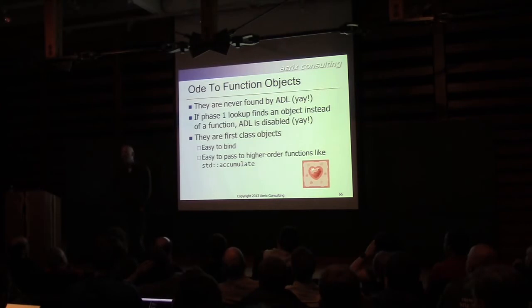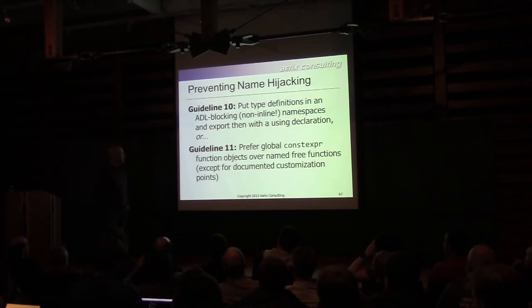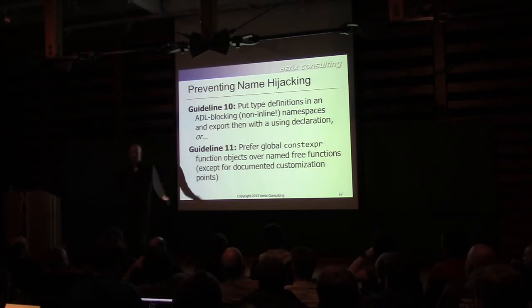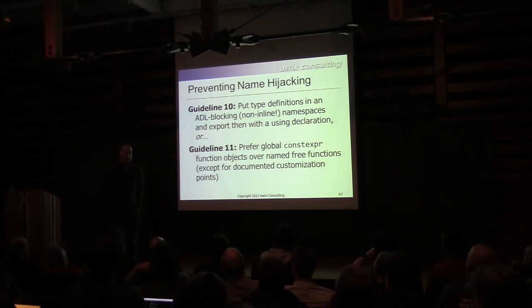Okay. Looks like we've got about 10 minutes left. Here are the guidelines for name hijacking. One solution is the ADL blocking namespaces, which I don't really like, or global constexpr function objects, which I think are really cool. I'm a convert. I hope you are too. Are there any side effects to the constexpr function objects, like link time side effects? None that I know of.